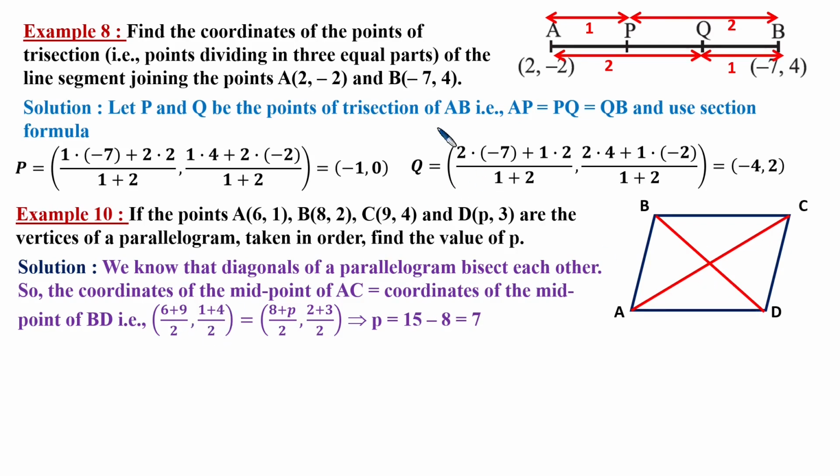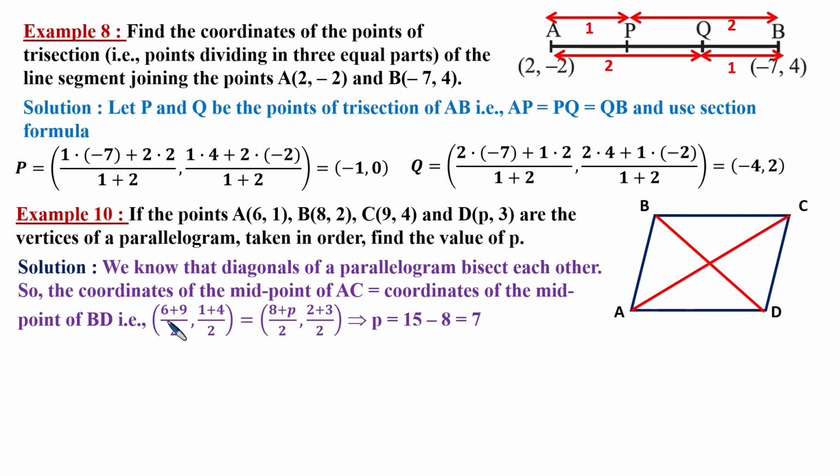So I use the earlier section formula and I equate it. So this is the center point, the midpoint of AC. This AC is 6 plus 9 by 2. This is the midpoint. As I said, if it is 1:1, then it is 6 plus 9 by 2 and 1 plus 4 by 2. This is the midpoint of AC. And similarly, the midpoint of BD will be with B and D: 8 plus P by 2 comma, the y will be 2 plus 3 by 2. So this is your 5 by 2. 1 plus 4 is 5, 2 plus 3, 5 by 2.